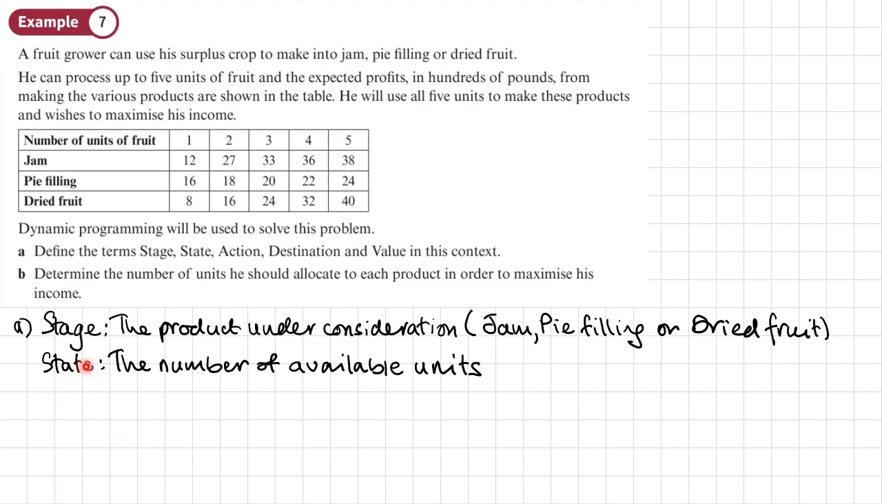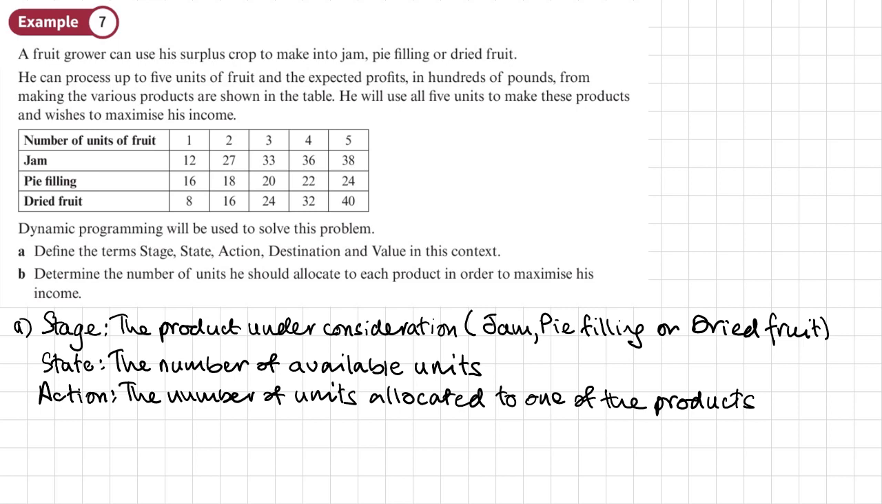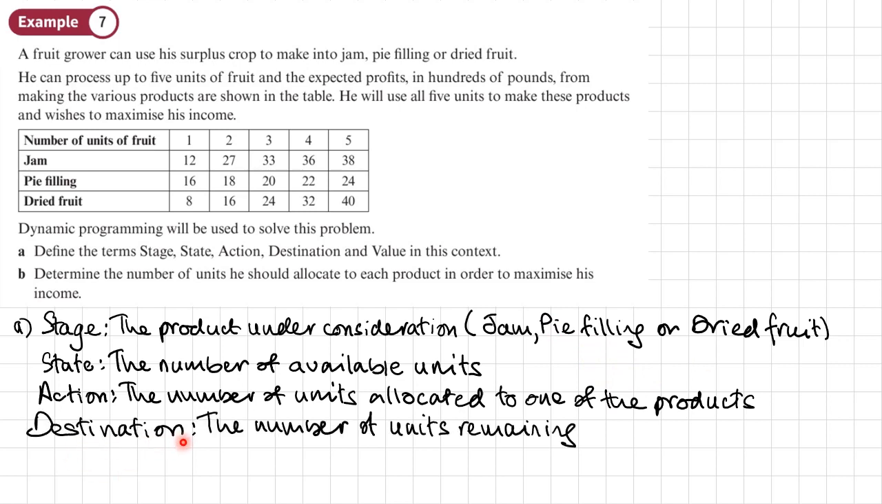Next is the state. This is the number of available units. Then action. This is the number of units allocated to one of the products. In other words, the number of units that we either allocate to jam, pie filling or dried fruit. Next is the destination. This is the number of units remaining, i.e. the number of units that are going to be passed on to the next stage. And lastly, the value. This is the cumulative profit, and in this particular example we want to maximize this profit.